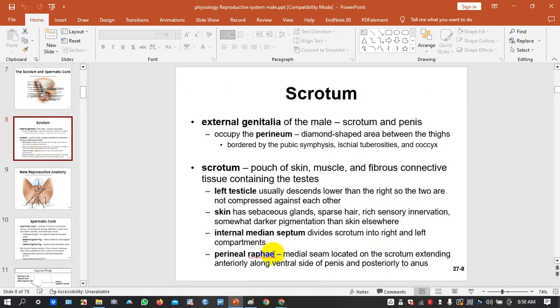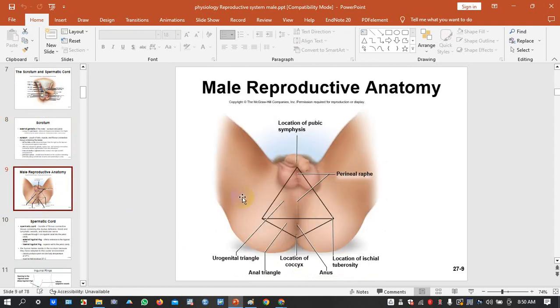Perineal raphe, a medial seam located on the scrotum extending anteriorly along the ventral side of the penis and posterior to the anus. So this is the perineal raphe, and that's the explanation. It extends from the penis to over here, the perineal raphe. And it also goes to the anus.